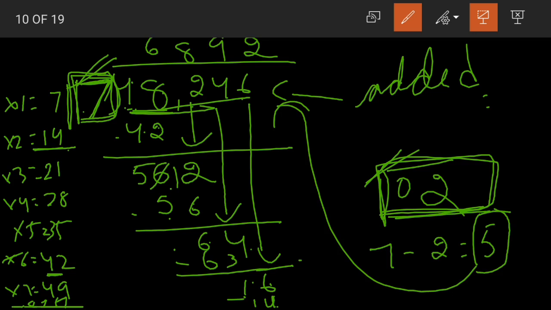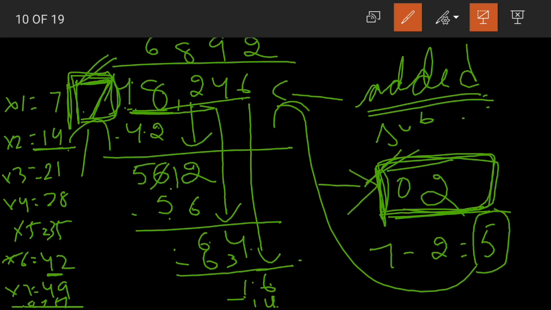Understood, children? When they ask you to find out the number that should be subtracted, it is our remainder. And when they ask you to find out the number that should be added, it is the difference between the divisor and the remainder. The difference between what? The difference between the divisor and the remainder. Clear, children?